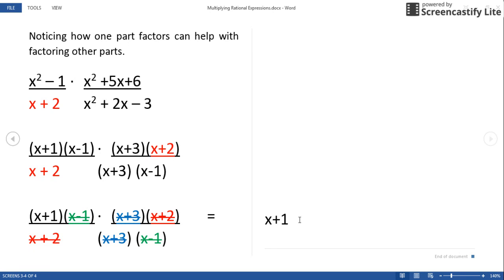Remember, when you are multiplying with rational expressions, factor everything as much as you can first, noticing if things straight up and down or diagonal to each other can cancel out. You can cancel out things that match up directly from any numerator to any denominator.